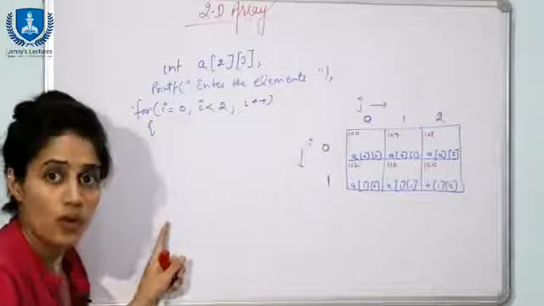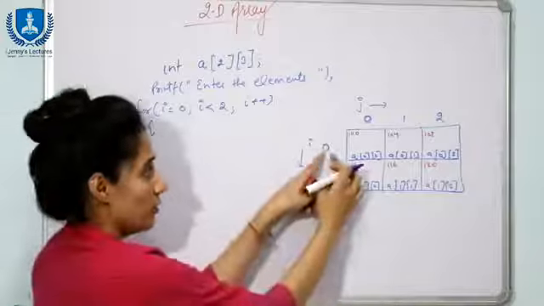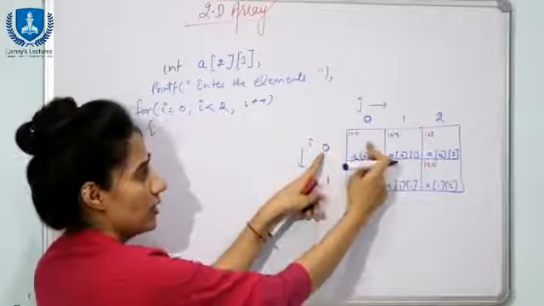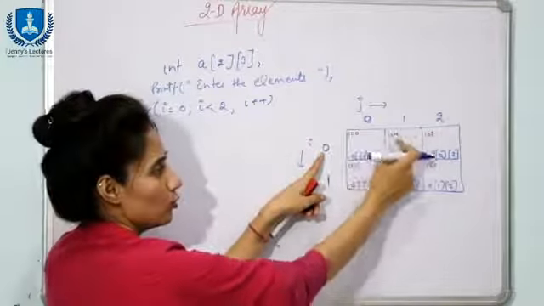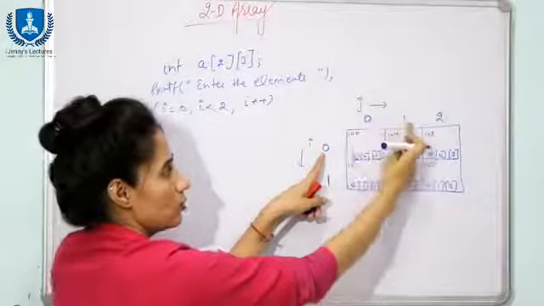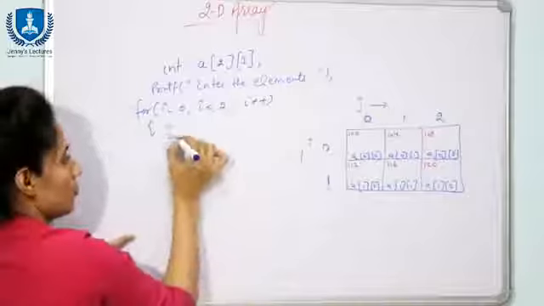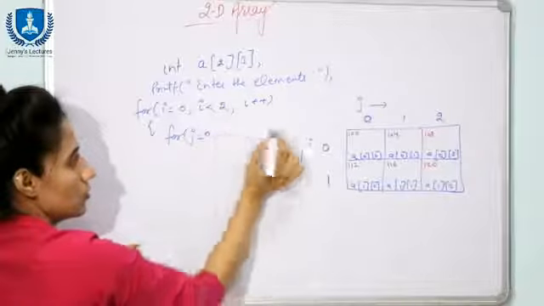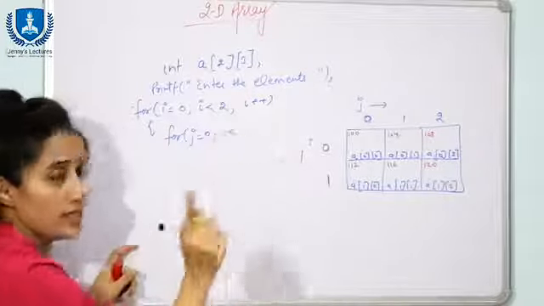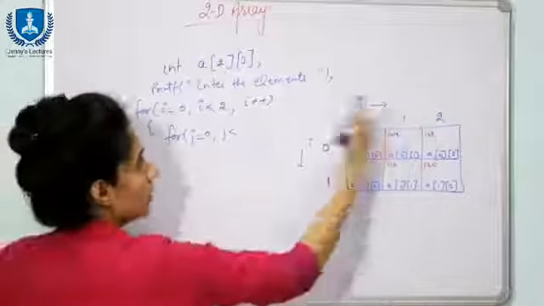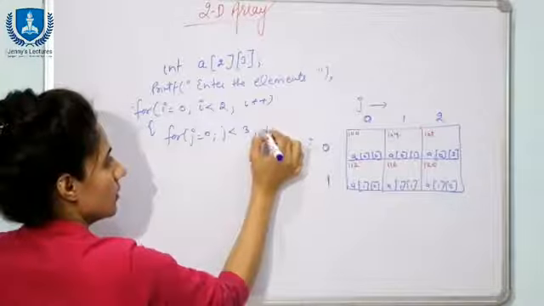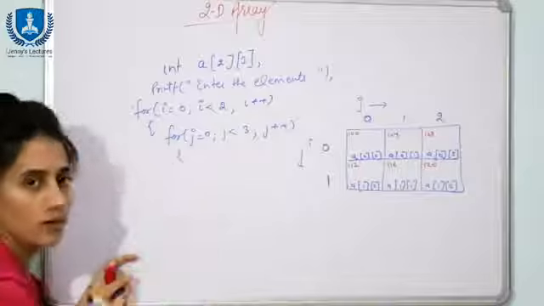Within this for loop, another for loop would be there, because when the i value is 0, then here and here you are going to store data. For this also you are going to take one variable and apply one for loop. So for j is equal to 0 and j should be less than column size. Column size is 3 and j plus plus, right?